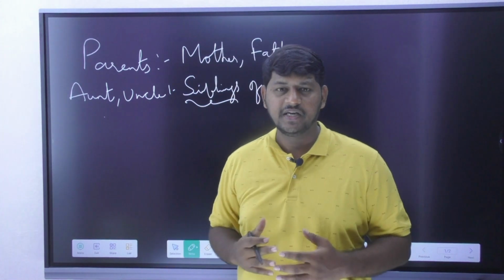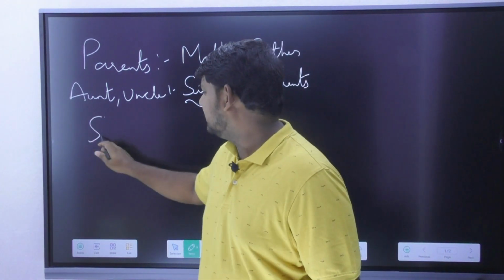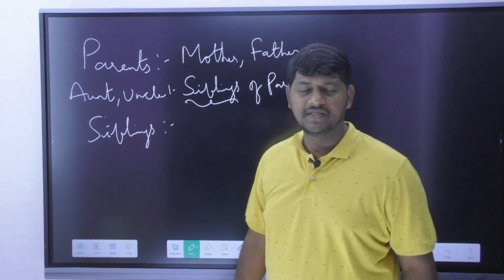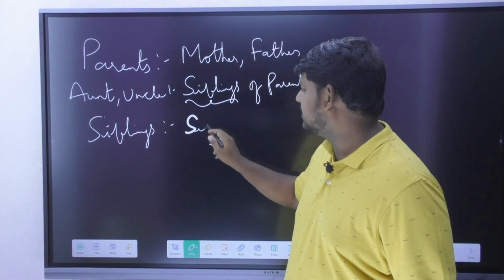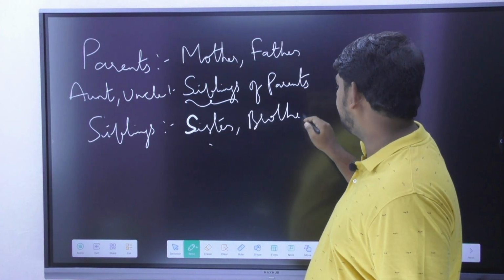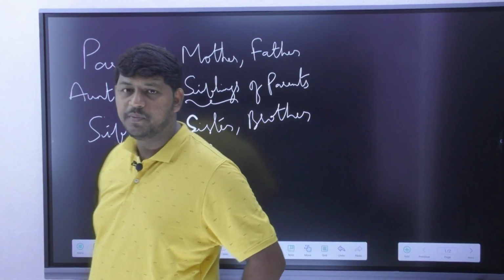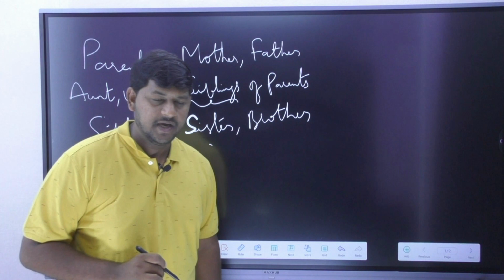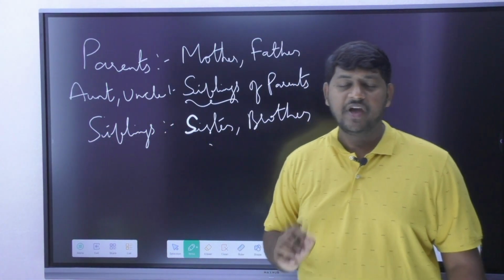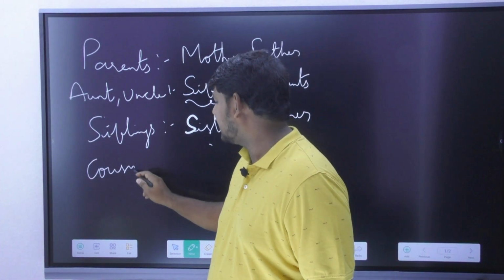Now, in our generation, who are the most important persons? Obviously, it is your siblings, correct? Just now I mentioned, whom do we call siblings? It could be either your sister or your brother. Either your sister or your brother is going to be called your siblings. Now, in our generation, apart from our siblings, we have some other people. Who are they? They are your cousins.